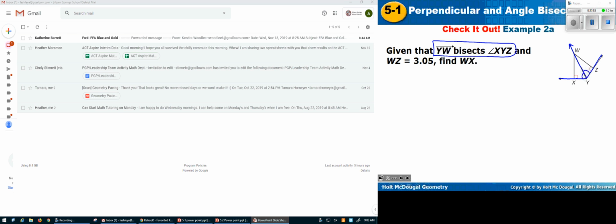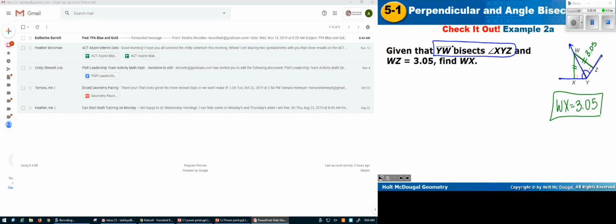If YW is an angle bisector, what do we now know? Oh, that XW is congruent to ZW. Exactly. XW is congruent to ZW, the distance from W to the sides of the angle is the same. Okay, so then look at what they tell you. WZ is 3.05, and all they want to know is what is WX. So the problem is not mathematically hard. It is just do you understand the theorem and what to mark and what you know from the theorem.